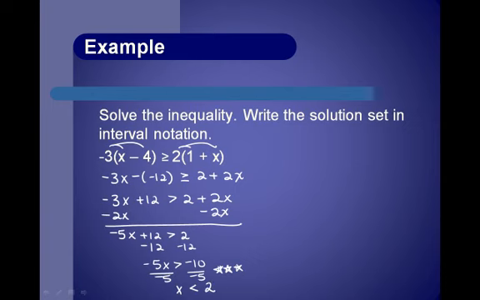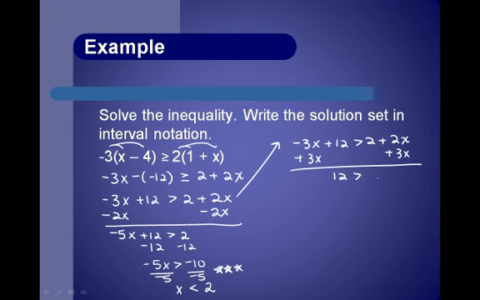Now, let me show you something real quick. Let's go back up here to this point right here. Negative 3x plus 12 is greater than 2 plus 2x. Let's say we wanted to put the x's on the other side. So what would happen is we would go plus 3x, plus 3x. We would get 12 is greater than 2 plus 5x. Now when we go minus 2, we get 10 is greater than 5x. Now notice this time we don't have to worry about dividing both sides by a negative number, but we get 2 is greater than x.